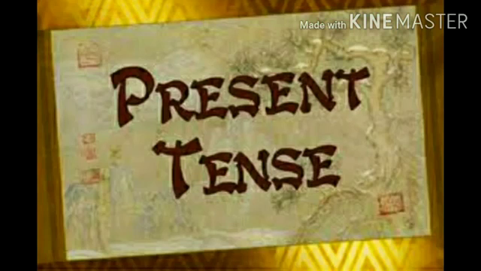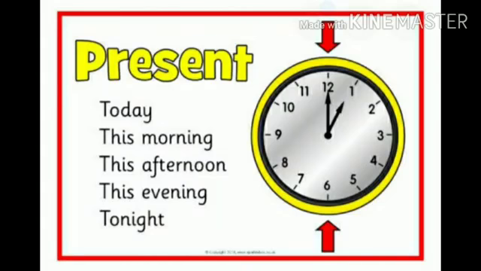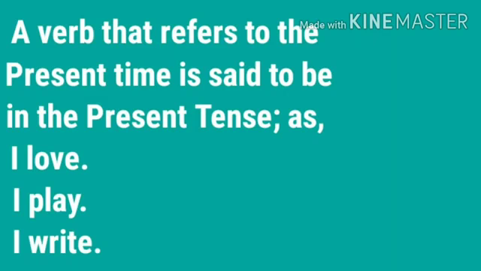Present tense. Present tense tells us what is happening today, this morning, this afternoon, this evening, and tonight, and at the present moment. A verb that refers to the present time is said to be in the present tense, as we use the first form of the verb in the present tense. Look at these examples. I love, I play, I write. Here each of these examples tells us that the action is happening right now.